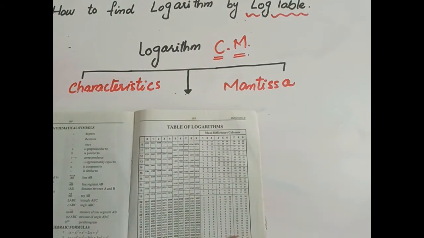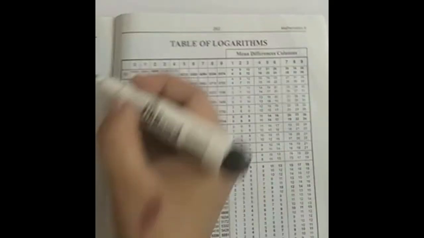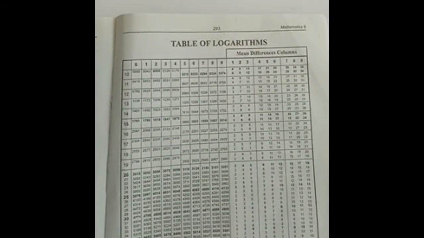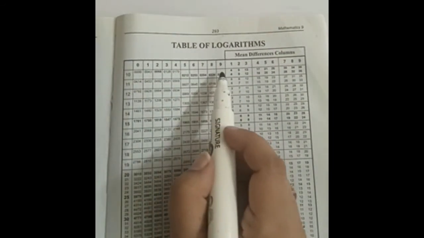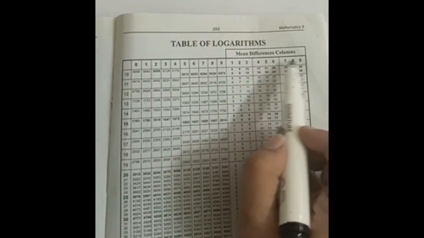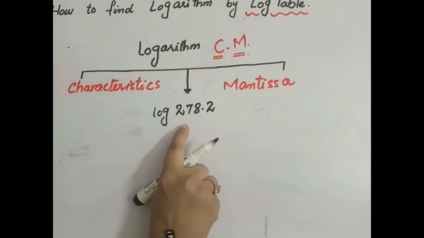It is the log table. It has three parts: the main column, the difference column, and the mean difference column. So let's take an example.